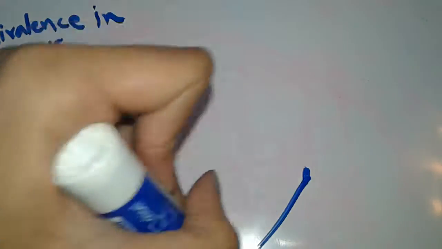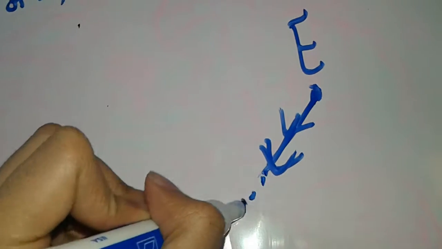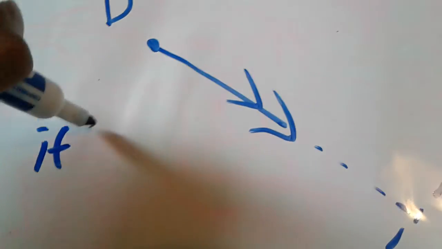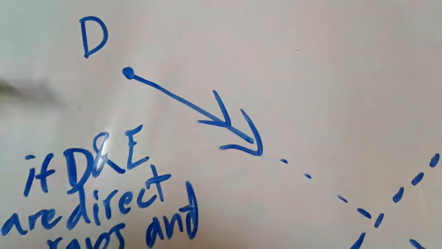This is going to be ray D, and then let's do another one, like this, ray E. And for this, there's definitely going to be an intersection point. But how do we do that in terms of analysis? How do we represent these kinds of rays? So you can start off with: if D and E are direct rays, and you have to mention their points too.